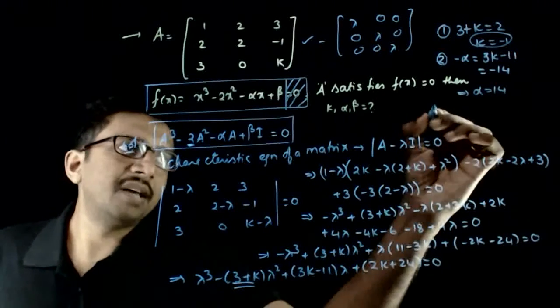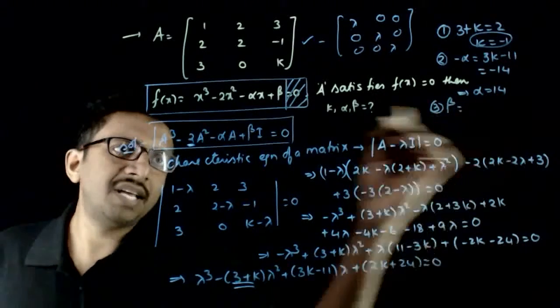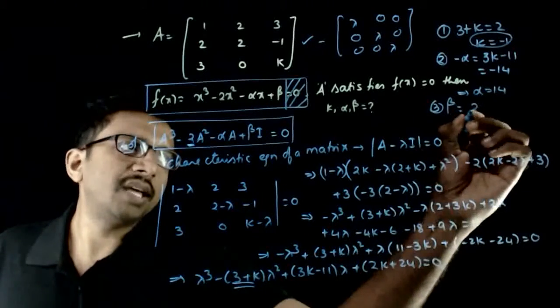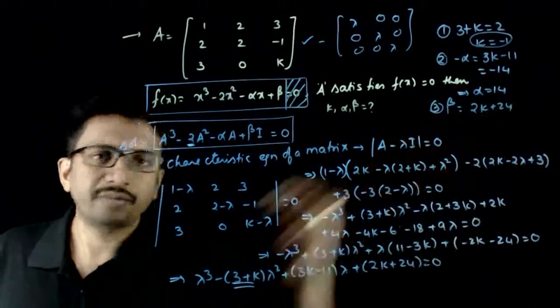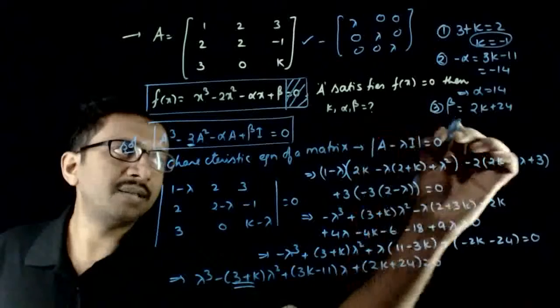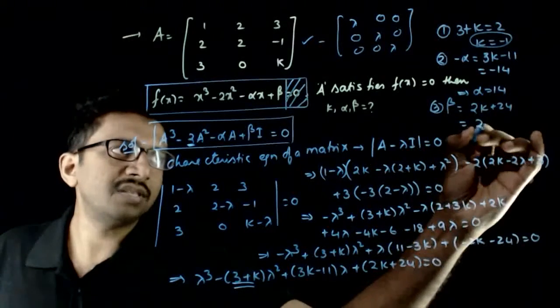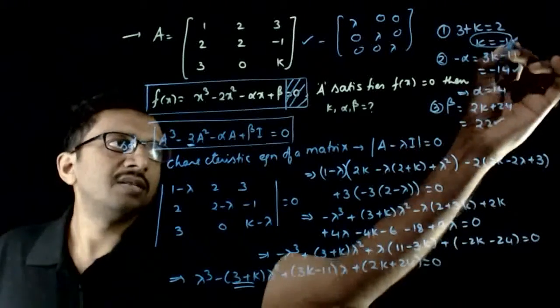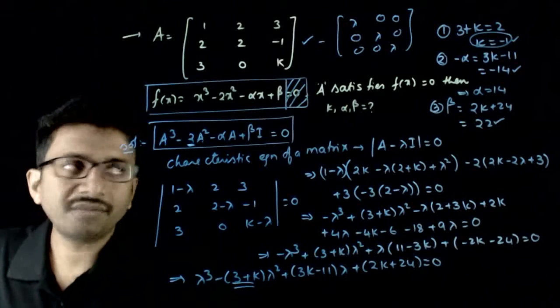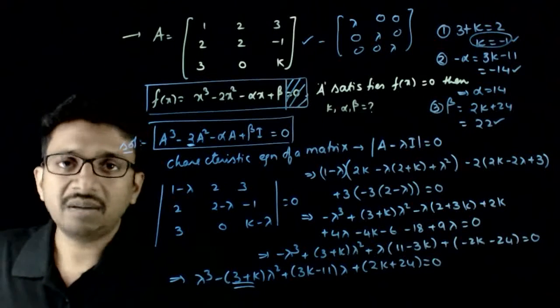Now beta, the constant term, beta is equal to 2k plus 24. k is already minus 1, so 24 minus 2 is 22. So these are the three values of alpha, k and beta.